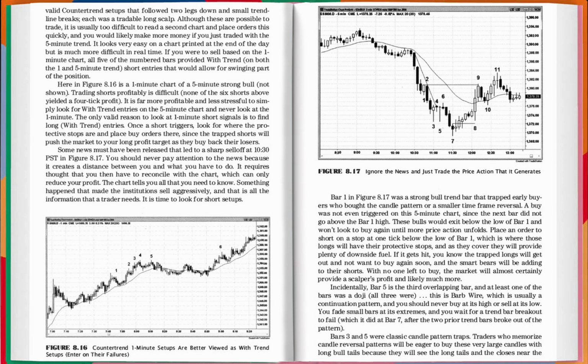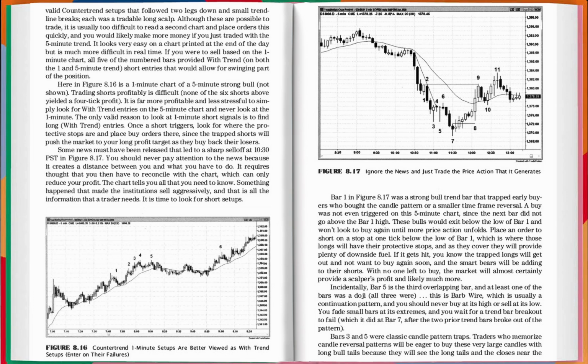It looks very easy on a chart printed at the end of the day, but is much more difficult in real time. If you were to sell based on the 1-minute chart, all 5 of the numbered bars provided with-trend short entries, on both the 1 and 5-minute charts, that would allow for swinging part of the position. Here in Figure 8.16 is a 1-minute chart of a 5-minute strong bull, not shown. Trading shorts profitably is difficult.